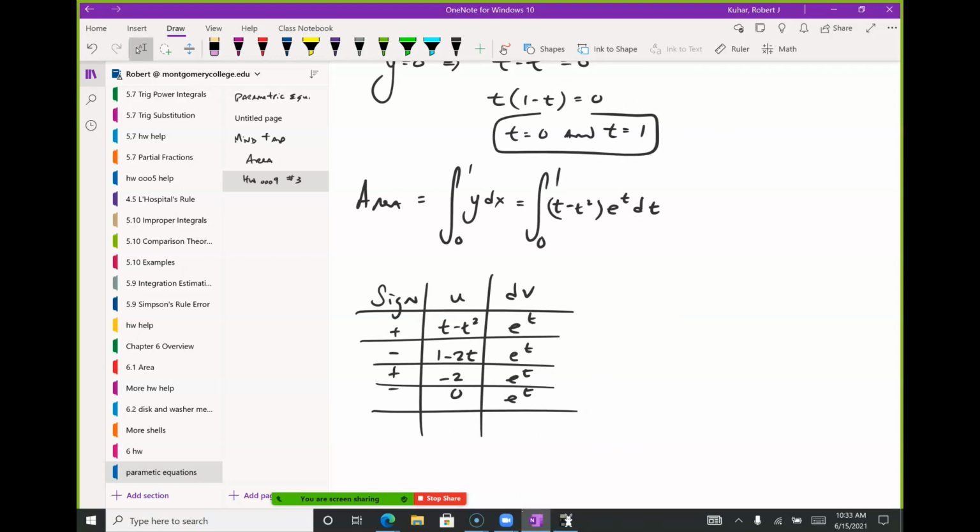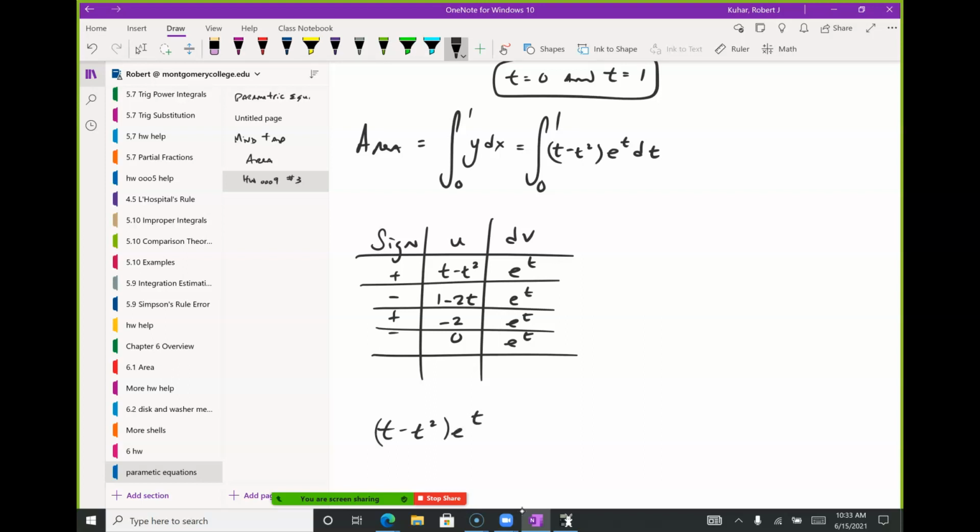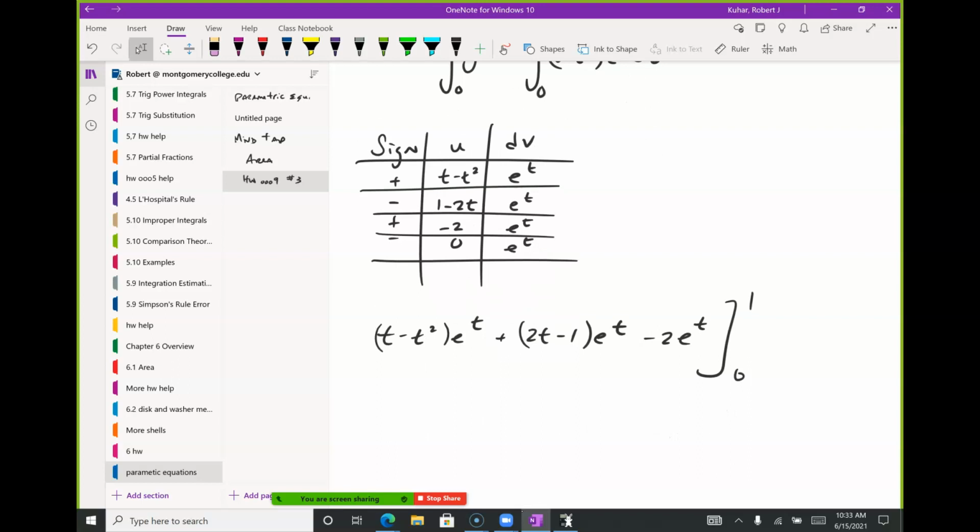I'm doing your homework for you. I'm sorry about that, but you'll have a slightly different problem, slightly different alpha and beta, a different area, maybe, right? So it looks like I got t minus t squared times e to the t, plus 2t minus 1 times e to the t, minus 2 e to the t, evaluated at 1 and 0. And I might be doing that quick, I'm sorry, but you don't have to follow me. You do it on your own, right? And let's just make sure we get to the same place.